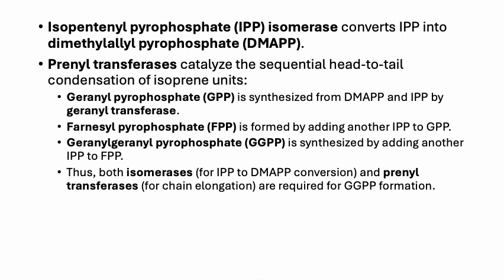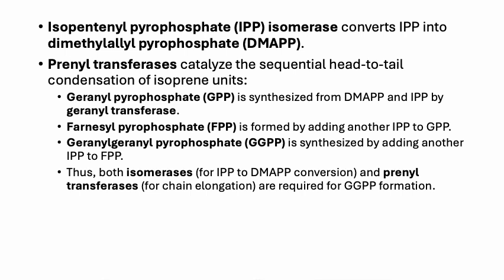And prenyl transferases can catalyze the sequential head-to-tail condensation of isoprene units. So here, geranyl pyrophosphate is synthesized from this DMAPP and IPP by this transferase enzyme. And farnesyl pyrophosphate is formed by adding one more of this IPP to this GPP. Then this geranyl geranyl pyrophosphate is synthesized by adding one more of this IPP to this FPP.